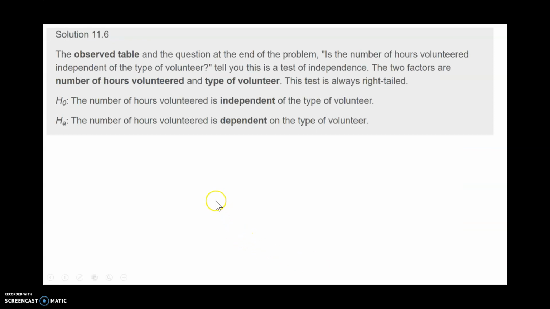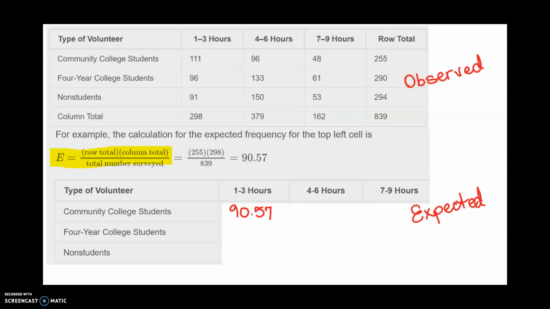Okay, so like we said, the null hypothesis is always going to be the two things are independent. The alternate hypothesis is always going to be that the two things are dependent. So that's a no-brainer. I don't have to think about it. And we also said that it's always going to be right-tailed. So here's that observed table that they gave us. How are we going to come up with that expected value?